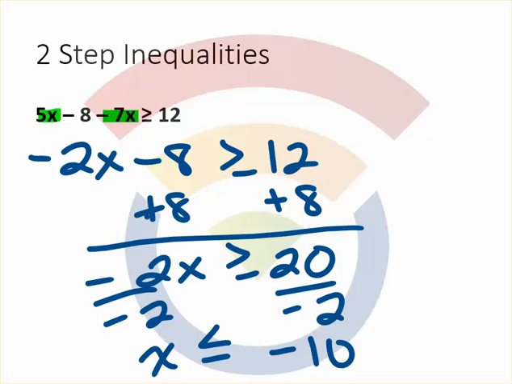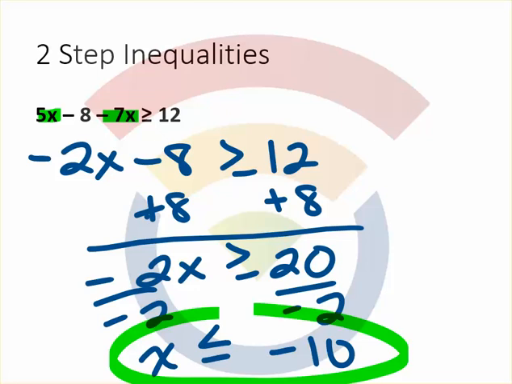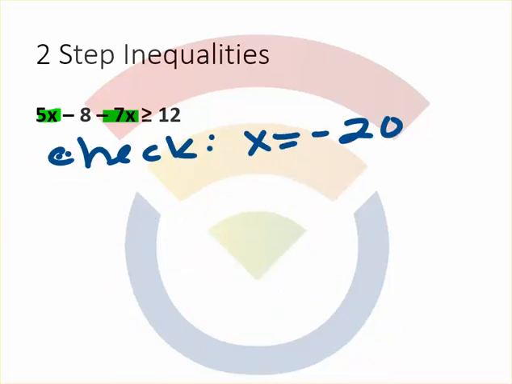Now remember, you can always check your solutions. What if we're not positive if we did this one right? Well, what I'm going to do is check by picking any number that's less than or equal to negative 10, and I'm going to put that back in, and we're going to see if we get a true statement. Try to pick easy numbers to work with. So I'm actually going to pick x is negative 20. So I'm going to check with just one possible value.